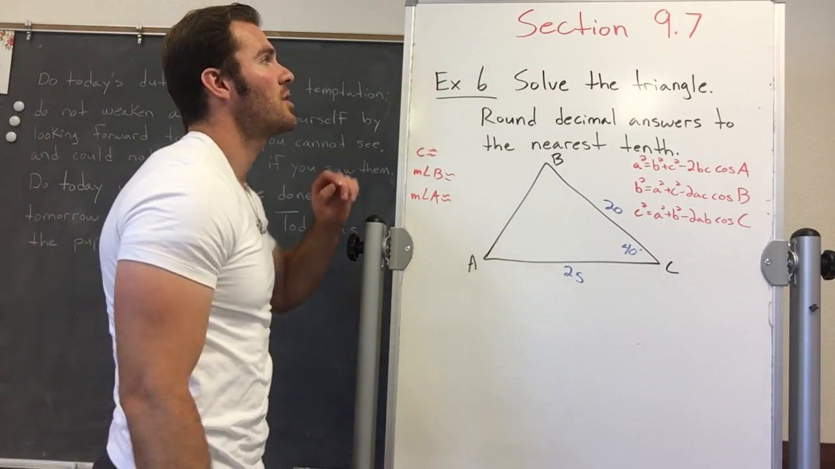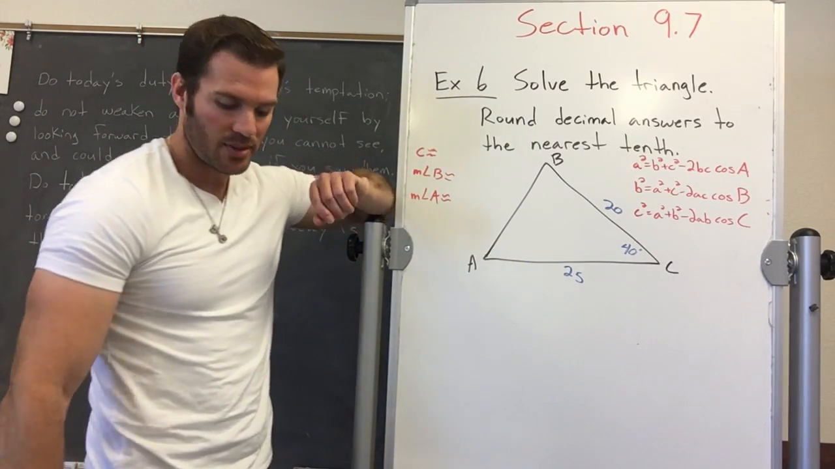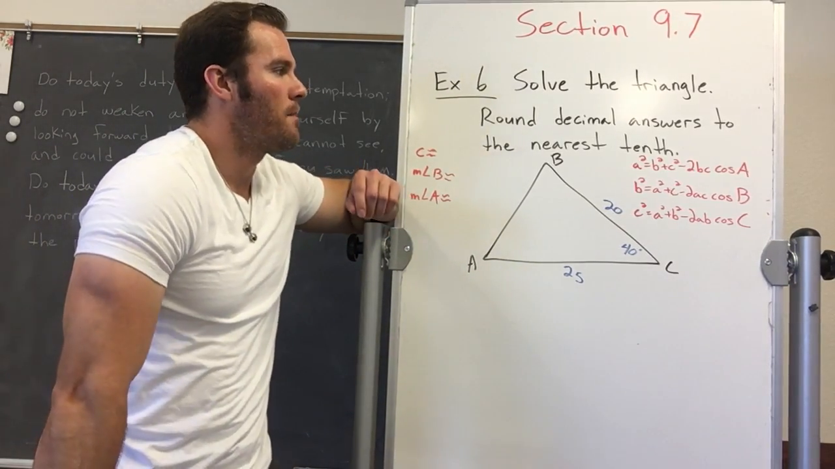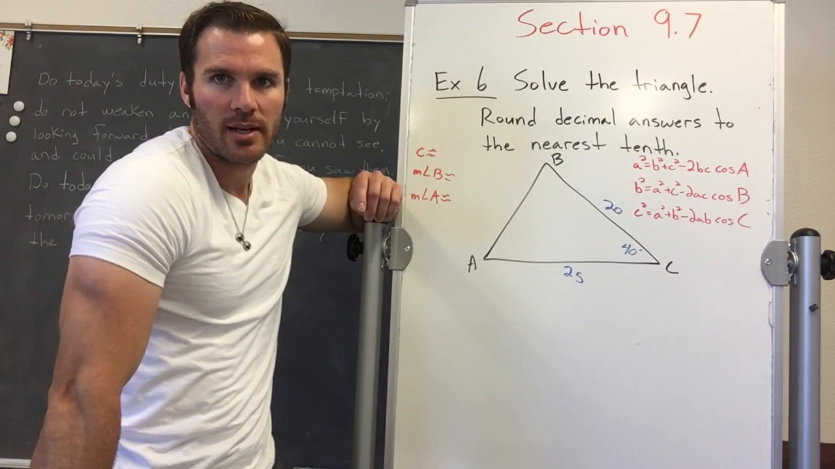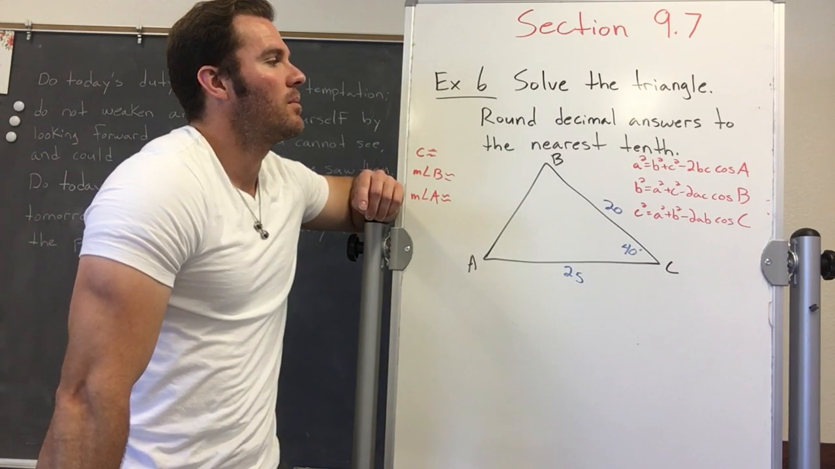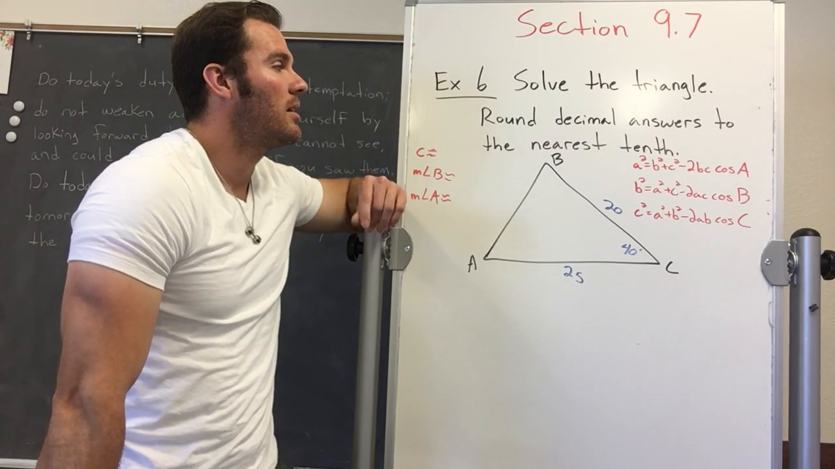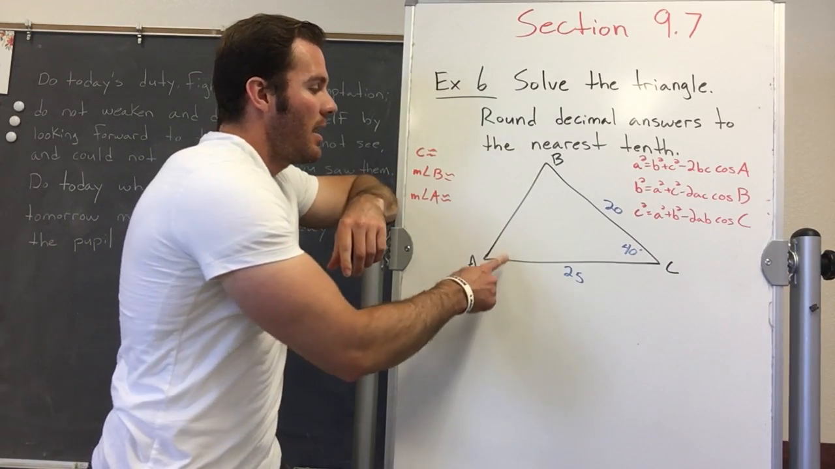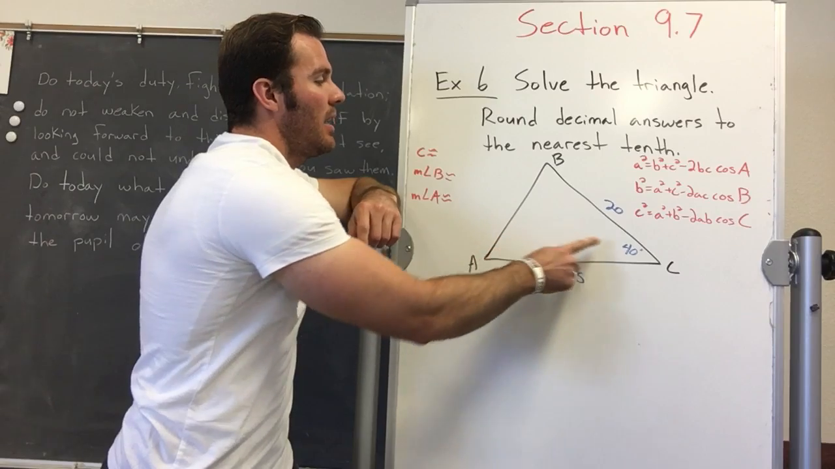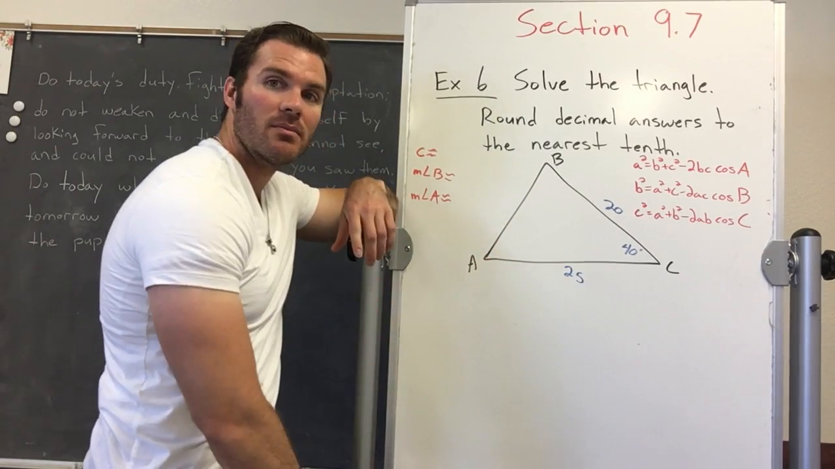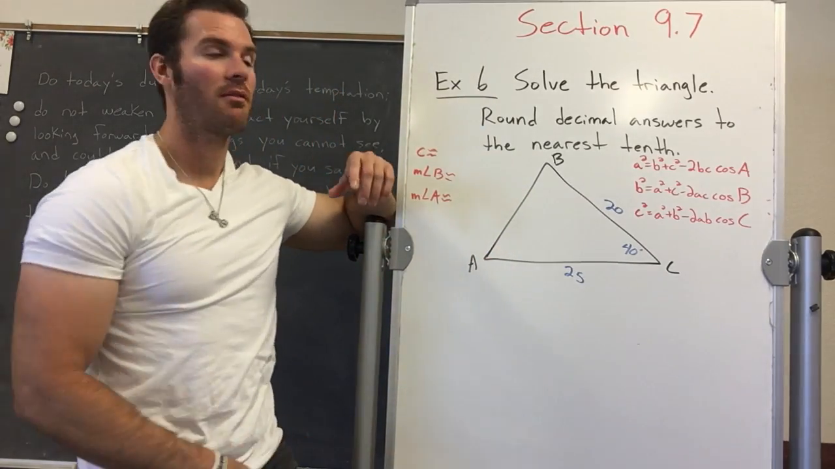All right, section 9.7, example 6. This is a good one. Yes, we are using law of cosines, but it's possible we can use law of sines later on. We're probably going to use the sum of the angles in a triangle theorem, that they add up to 180. So we're going to be using a lot of things.